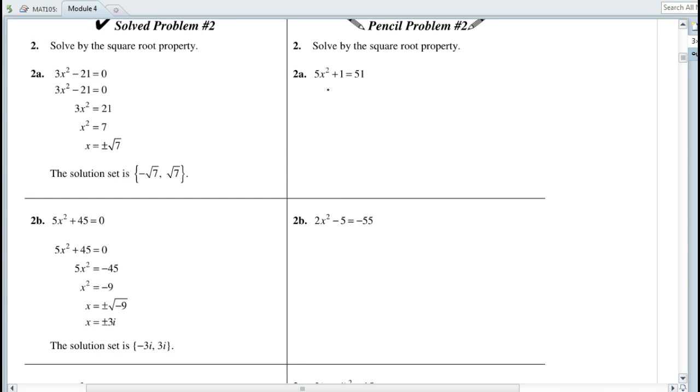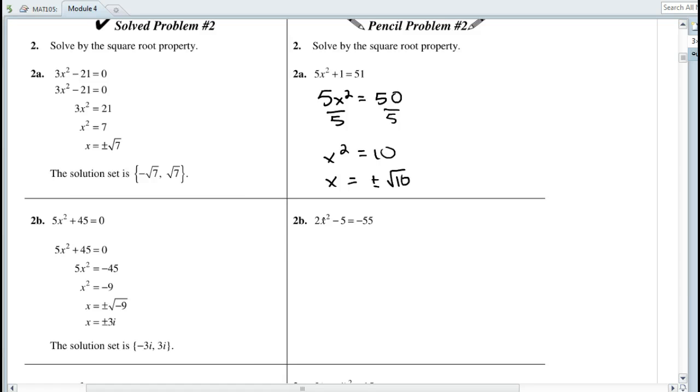Start off by subtracting 1 on each side, so we get 5x squared equals 51 minus 1 is 50, and divide by 5. So we get x squared equals 10. Then the square root principle tells me that x is equal to plus or minus the square root of 10.